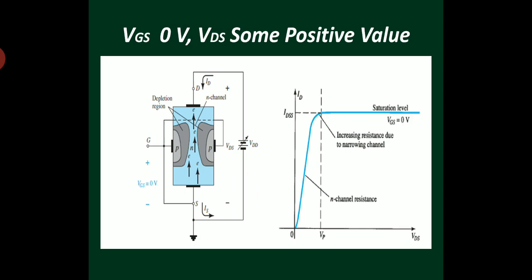Now what will happen if I give a negative voltage to VGS? What will happen if I give a negative voltage to VGS? Let us move to that slide.